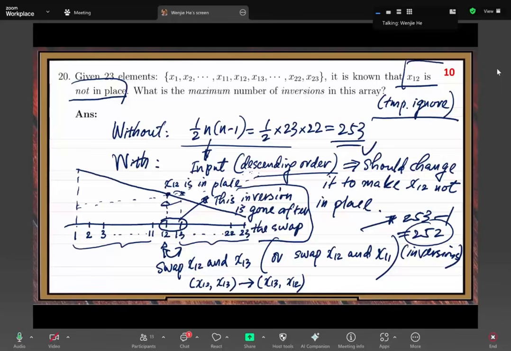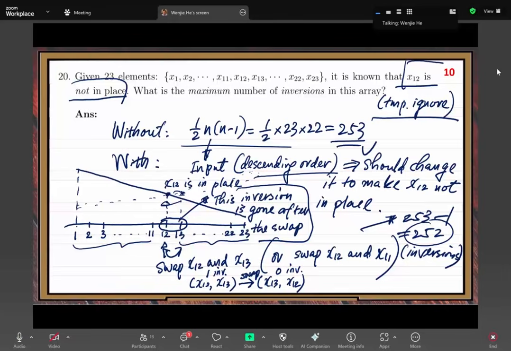And this change tells us, before the swap, there is one inversion here. After the swap, zero inversion. So that's why the difference is 1, not 2.